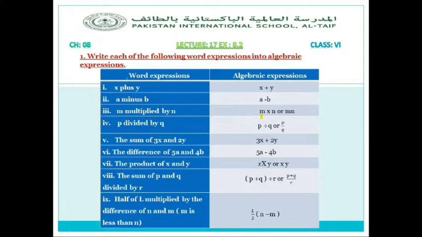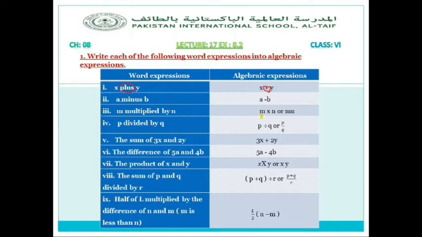I have made two columns. In the first column are the word expressions that we are given in question number 1. Part number 1, we are asked x plus y. We know that the sign of plus in mathematics is like this, x plus y. In the algebraic expression, we will replace the word plus with the mathematical sign plus, x plus y. This is the mathematical or algebraic expression.